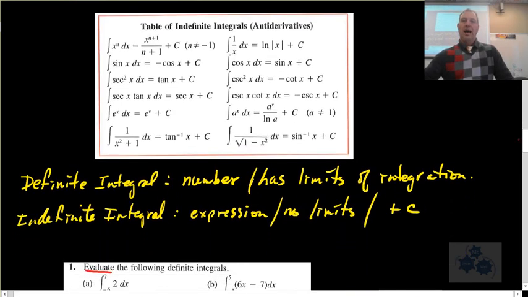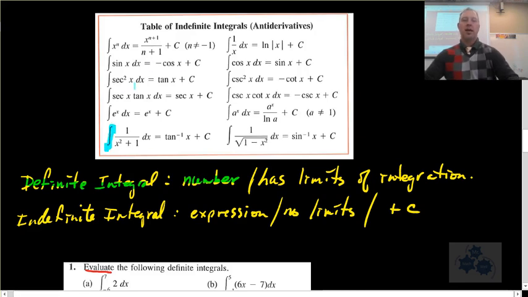All right. So as we move forward here, let's differentiate between definite and indefinite. As I mentioned before, a definite integral is a number. It actually could represent an area. It could represent a displacement, if we're talking about a speed over time, if that's the graph. But it's an actual number. And there would be limits of integration attached to the integral sign.